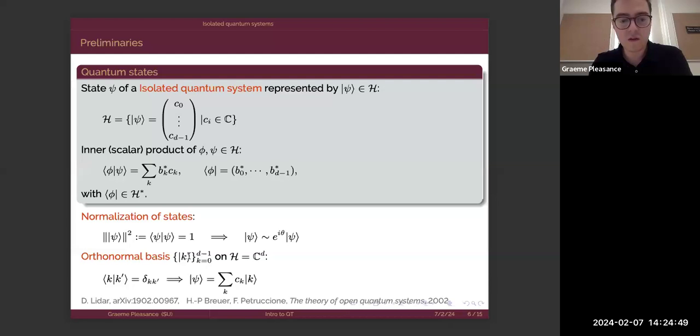This is just a finite collection of orthonormal states, whose inner products are given by the Kronecker delta. The implication of this is that any state in our Hilbert space can be written as a linear combination of these basis vectors. Also, just to point out, these coefficients depend on which basis we express our state in terms of.